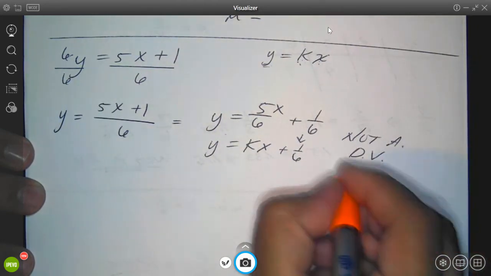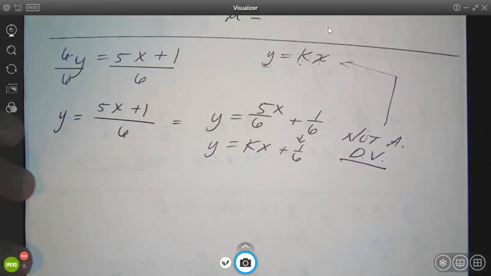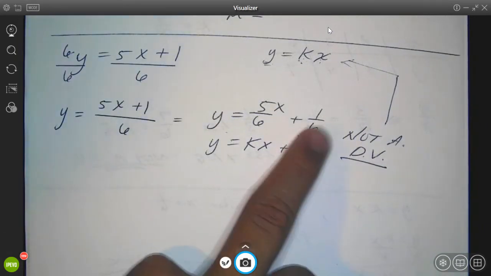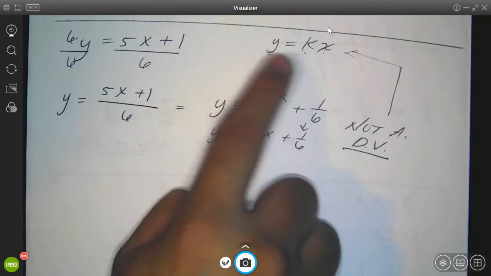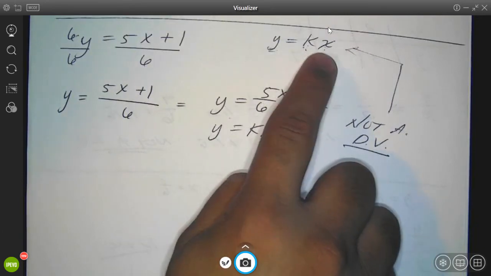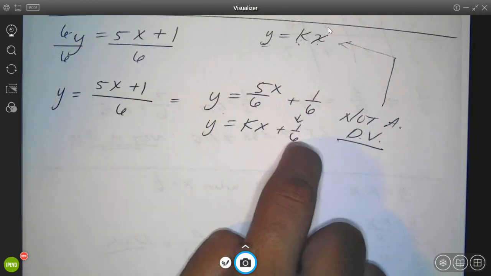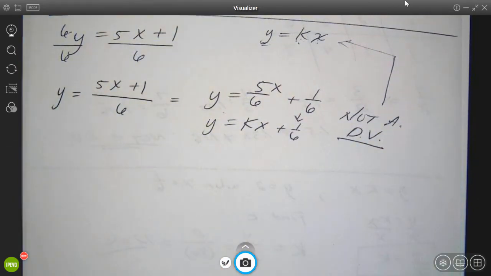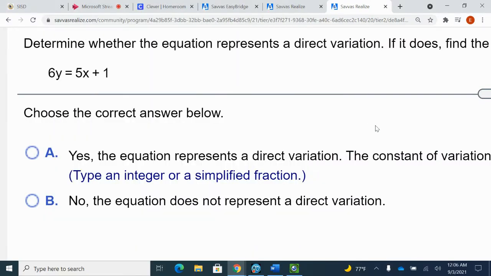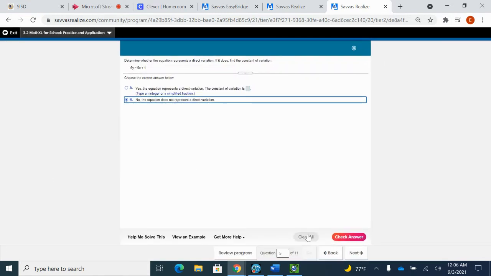Again, a direct variation is anything of the form y equals kx, where we are multiplying the constant of variation times the input. Here we're adding 1/6. That is not correct. We have to have y equals kx, input multiplied by the constant of variation, and we get our output. In this case, we are adding the 1/6, so this is not a direct variation. So no, this does not represent a direct variation. Why? Because we are adding a constant.